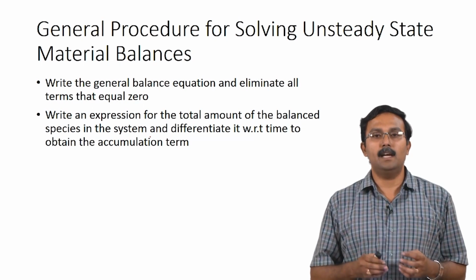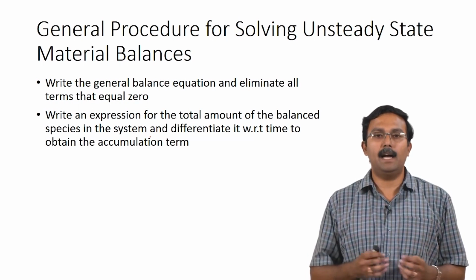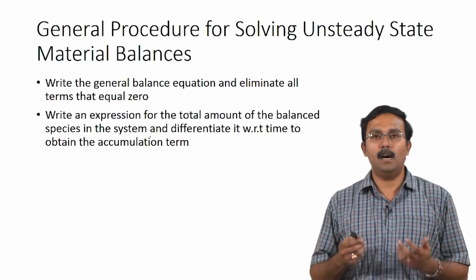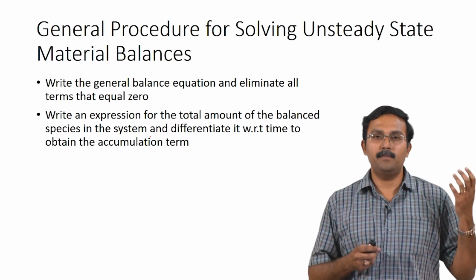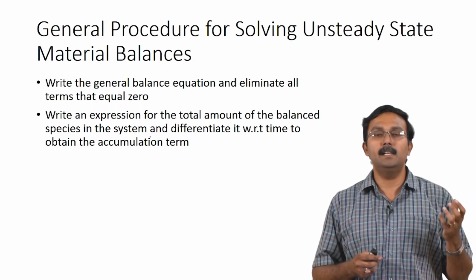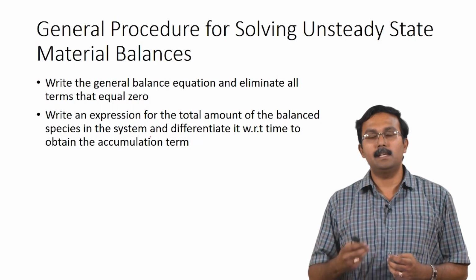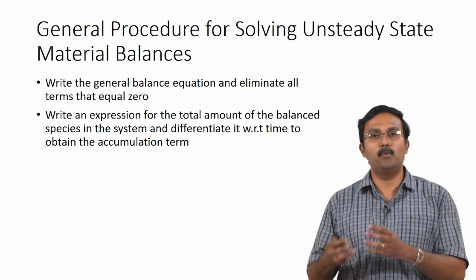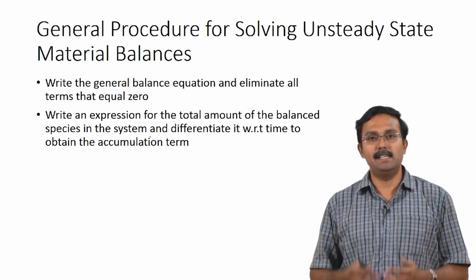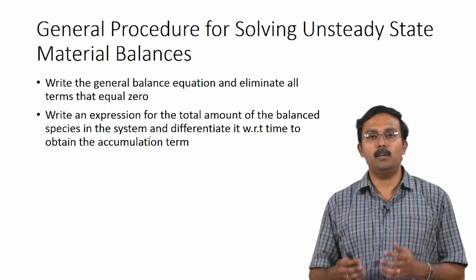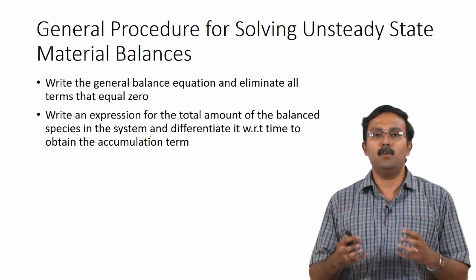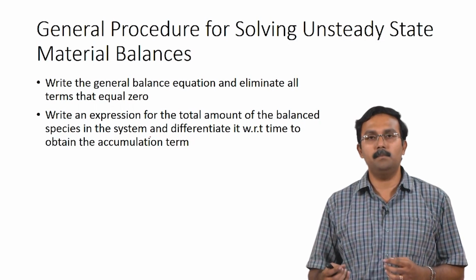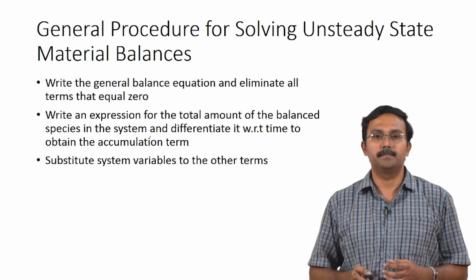The next thing is you would write an expression for the total amount of the balanced species in the system and differentiate it with respect to time to get the accumulation term. So, for example, when we first did the total mass, we did dm by dt, whereas in the second part of the first example, we were looking to write the balance equation for number of moles of A. So, we wrote dNA by dt. So, basically what you have done is you have written the total amount of the balanced species in the system and you have differentiated it with respect to time, and this becomes your accumulation term.